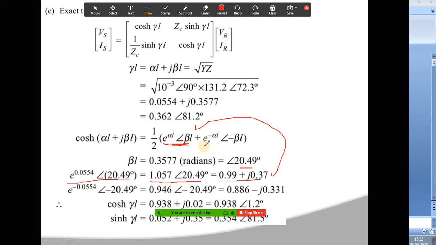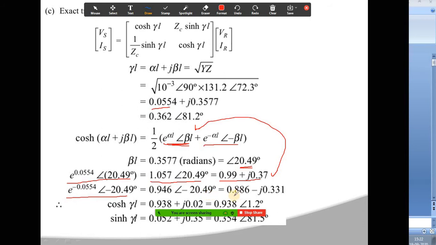In a similar manner, you calculate the value of e power minus alpha L at an angle of minus beta L. Again alpha L is 0.0554 and beta L is 20.49 degrees. You substitute those values, so you get e power minus 0.0554 at an angle of minus 20.49 degrees. Now if you calculate this with a calculator, you will get 0.946 at an angle of minus 20.49 degrees.